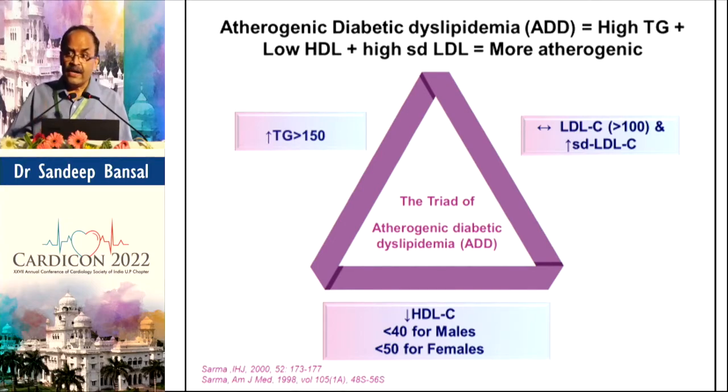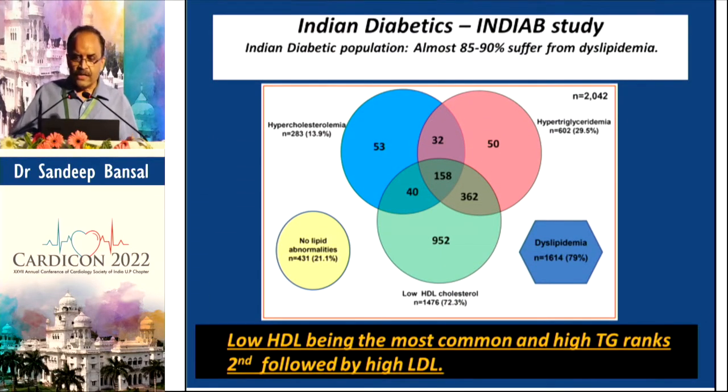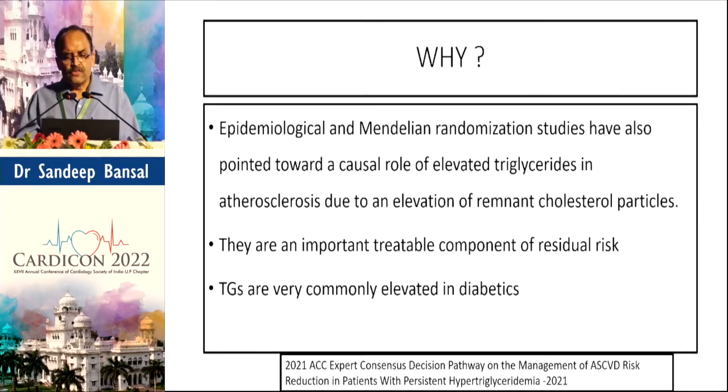This is the dyslipidemic triad in diabetes, and we are aware from the ICMR study in India that triglycerides are the second commonest abnormality. Low HDL in Indians is the commonest abnormality.